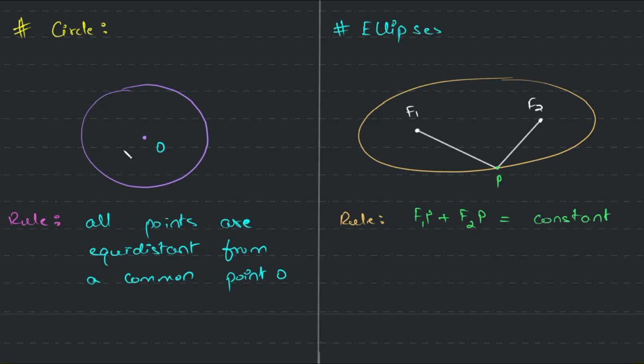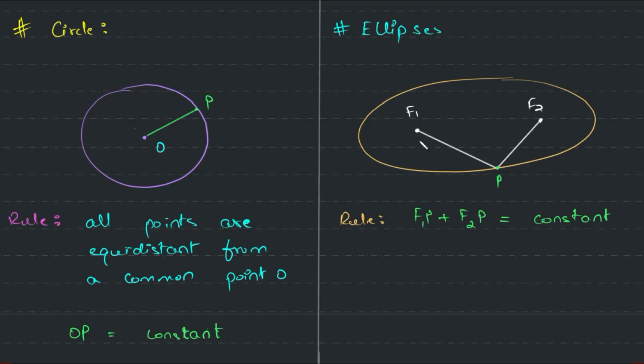Of course, like the radius of a circle can change, this constant also can change. So basically here the condition is, for the circle, OP is constant, and of course this constant can change for different cases. For a given case, this is constant. Okay, so that's the rule.